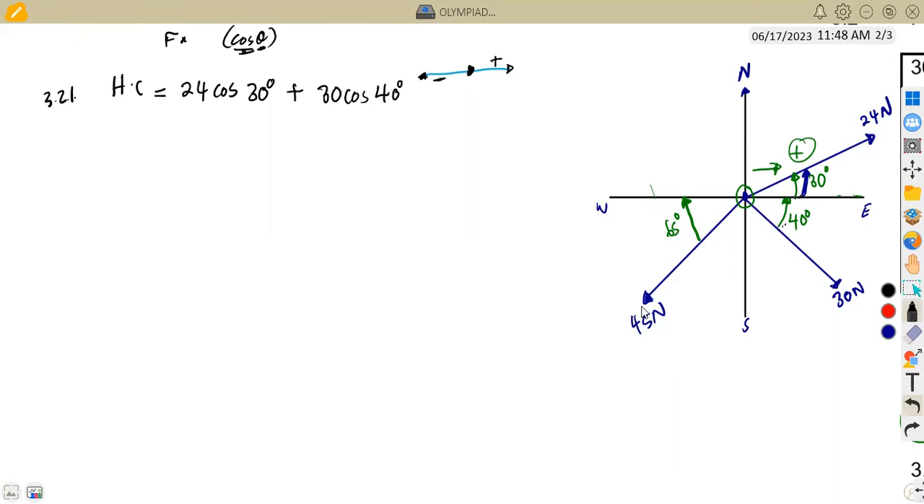All right, we move on to the 45 Newton. From the given point, from this point, it's on the left side.